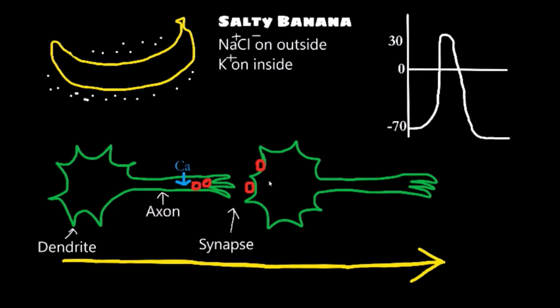When a signal is passed along to a new neuron, that's called an excitatory signal. And when the signal is stopped at this neuron, that's called an inhibitory signal. Neurotransmitters that cause excitatory signals are called excitatory neurotransmitters, whereas neurotransmitters that cause inhibitory signals are called inhibitory neurotransmitters.